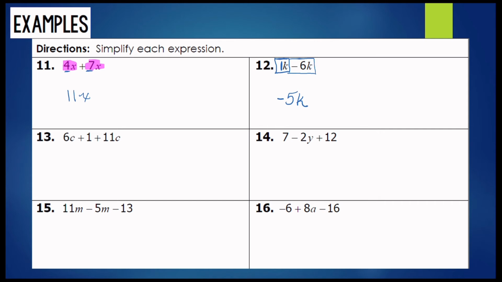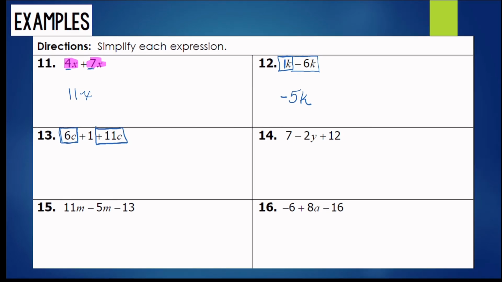So let's look at number 13. This one's going to look a little different. So I'm going to first pick any shape and I start. I'm going to put a square around this variable term that has a c. I'm then going to go look. Okay, my next term right there, that's a 1. It doesn't have a variable. It's not getting us a box. Okay, see this one, 11c? It's got the same variable as this one. So I'm going to place a box around it.